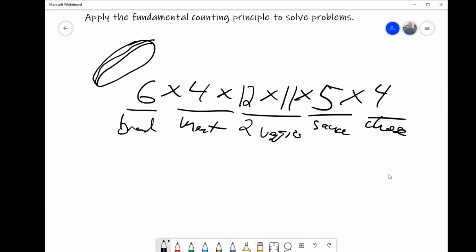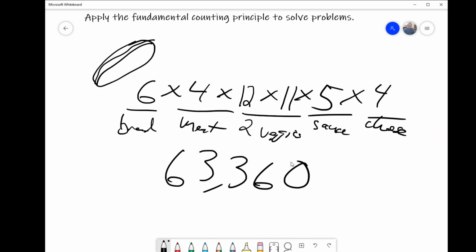So, in this particular case with these numbers, we end up with 63,360 different sandwiches. So quite a few options. So this is the kind of thing we're going to be looking at.